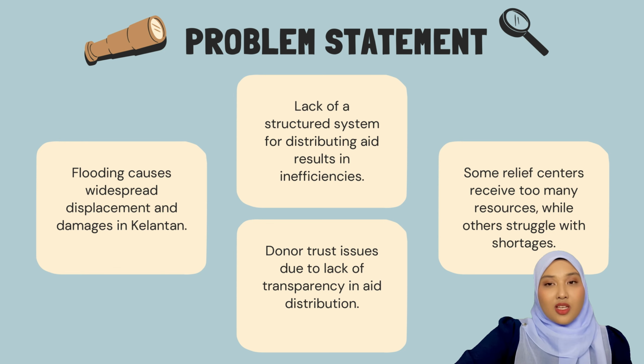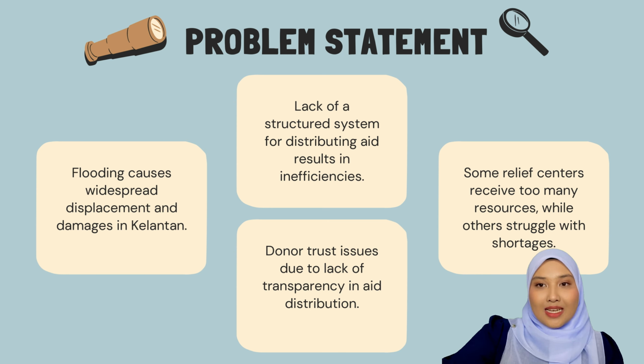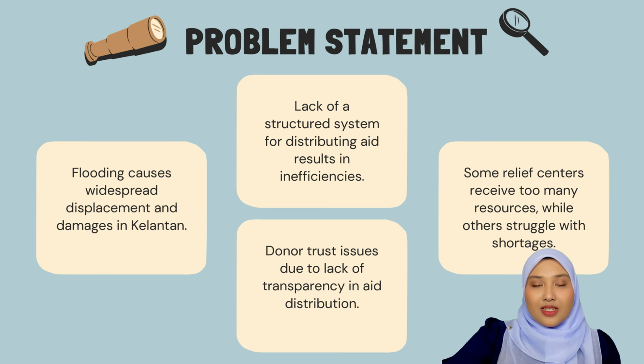Today, I will be addressing the problem statement related to optimizing donation center location for flood relief in Kelantan. Flooding in Kelantan is a recurring disaster that causes widespread displacement and damage, affecting thousands of residents. While many donation centers are set up to provide aid, the lack of a structured distribution system leads to inefficiencies.